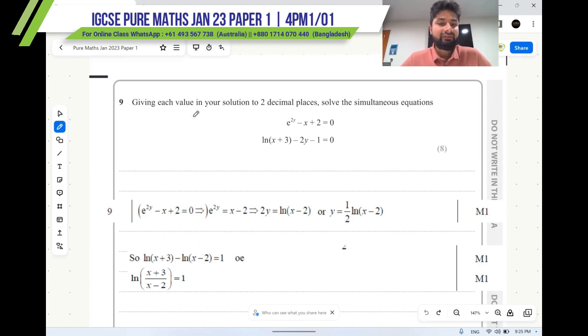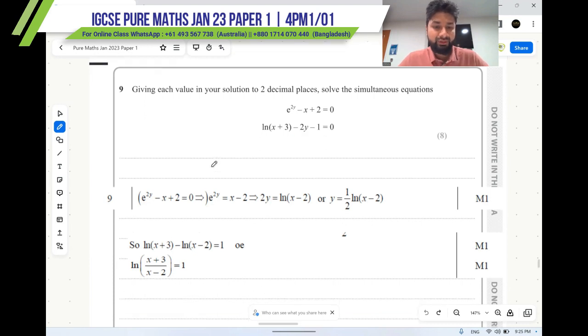Question 9 says, give each value in your solution to two decimal places, solve the simultaneous equation. To solve the simultaneous equation, let's arrange equation 1 and see whether we have anything which we can substitute into equation 2 or not.